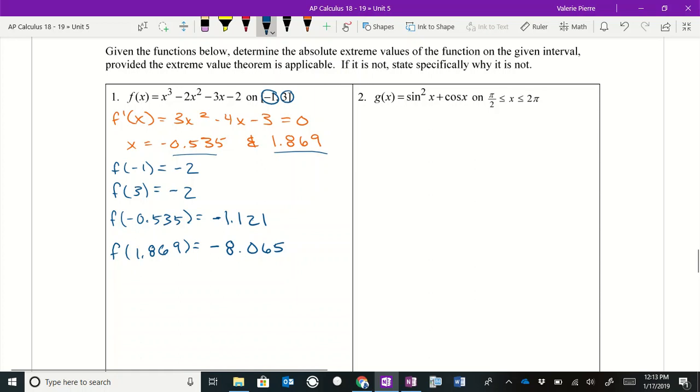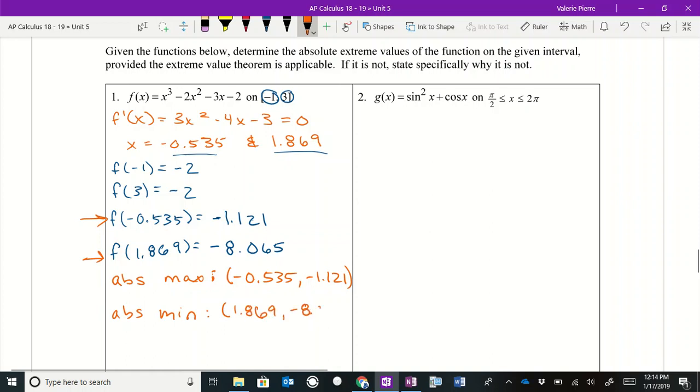So our absolute max occurs at our highest value. If we look at all of these numbers, the largest value is this one. So our absolute max occurs at negative 0.535, comma, negative 1.121. And our absolute min occurs at our lowest value, which is this one, 1.869, comma, negative 8.065.